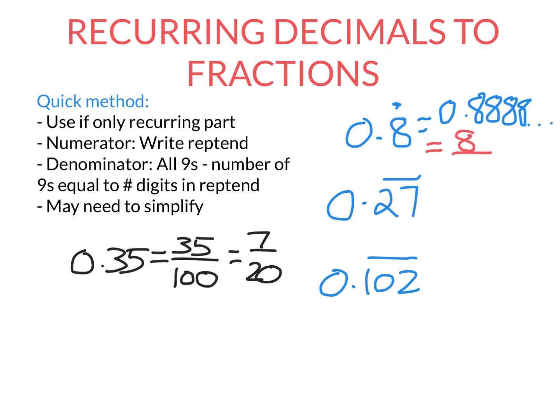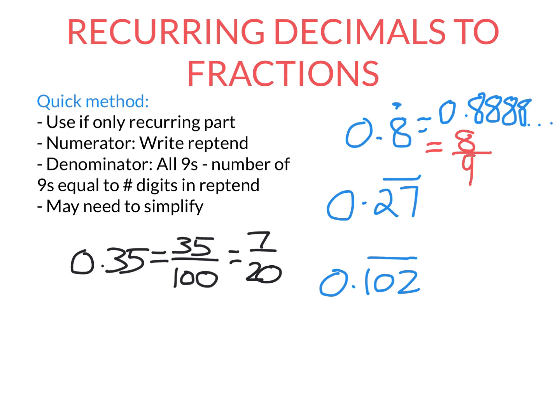So the denominator, or bottom number, is a string of 9s. How many 9s do you put on the bottom for the denominator? Well, the number of 9s is the number of digits that are repeated. In this example, there's only one digit that's repeated, so I put one 9 on the bottom. 0.8 recurring is 8 over 9. Now, sometimes you will need to simplify, sometimes you won't. I can't simplify 8 over 9. They have no common factors, so I leave it like that.